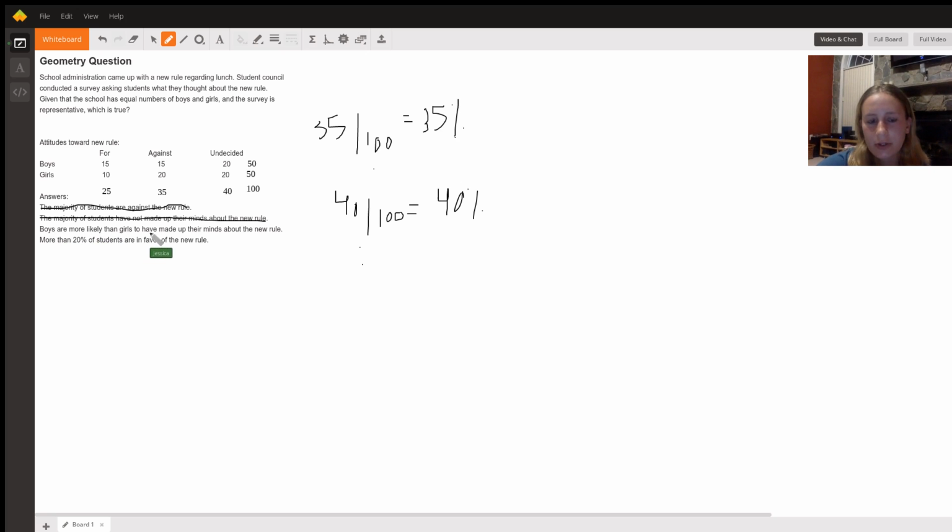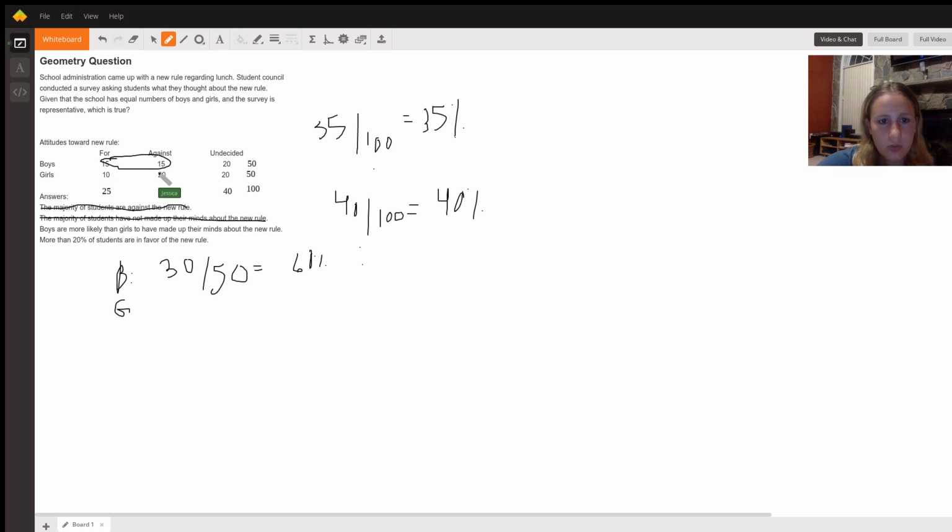Boys are more likely than girls to have made up their minds about the new rule. So we know that, looking at right here, 15 plus 15 equals 30. 30 of the 50 boys have made up their minds. They are not undecided. So that means 60% of the boys have made up their minds about this rule. Let's look at girls.